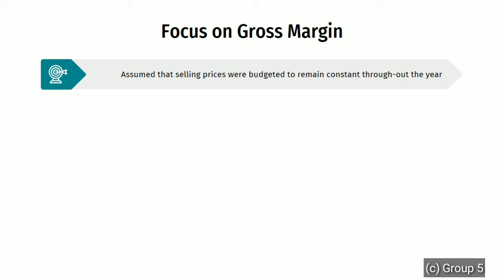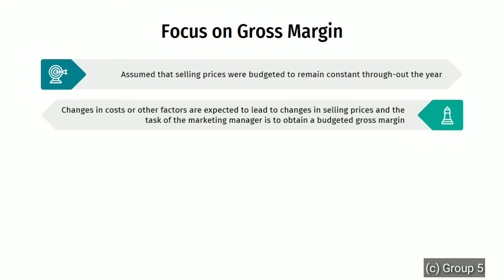The next variation is focus on gross margin. Assume that selling prices were budgeted to remain constant throughout the year. In many companies, changes in cost or other factors are expected to lead to changes in selling prices, and the task of the marketing manager is to obtain a budgeted gross margin. There is a constant spread between cost and selling prices. Such a policy is especially important in periods of inflation.